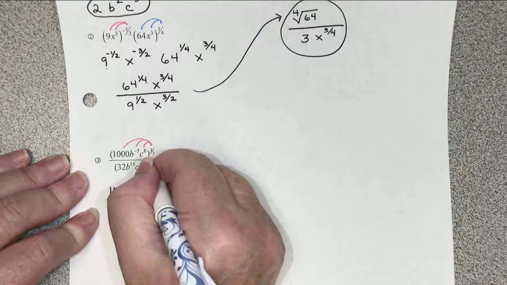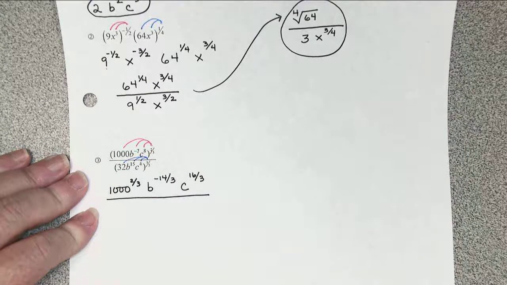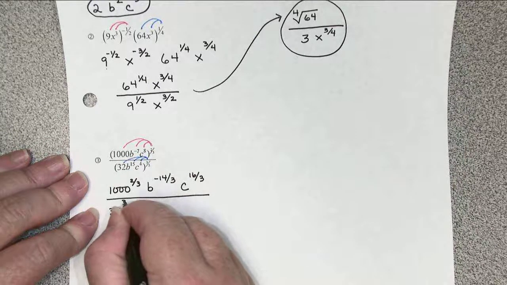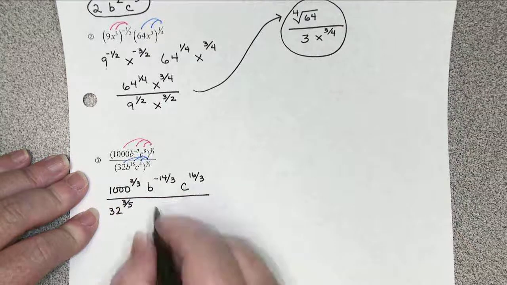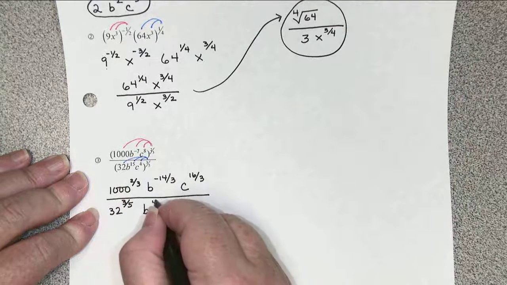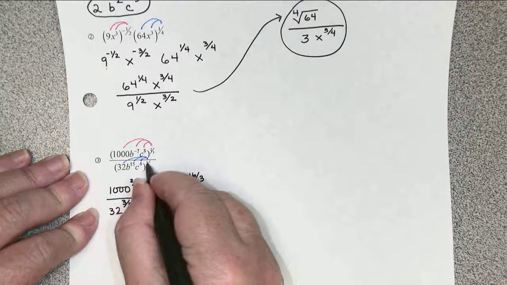On the bottom, the 3/5 again applies to all 3 factors. So I have 32 to the 3/5, b to the 15 times 3 would be 45/5, and c to the 12/5.